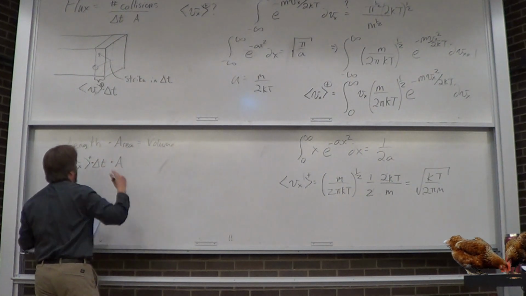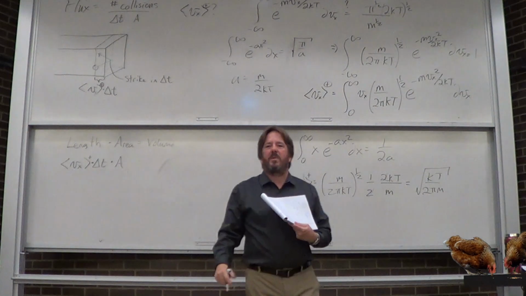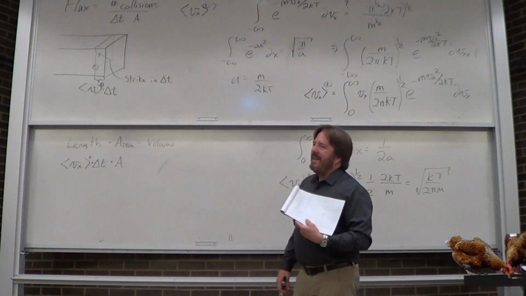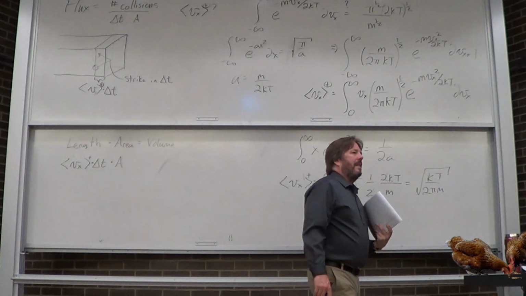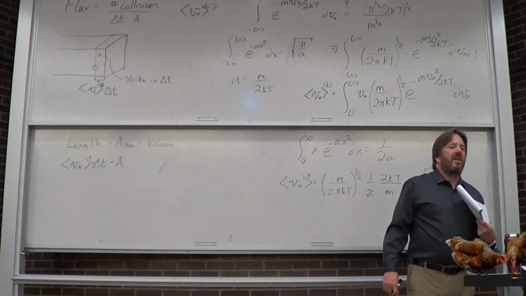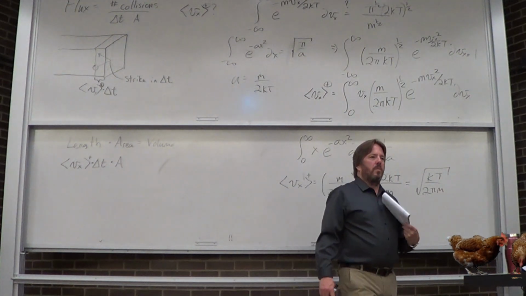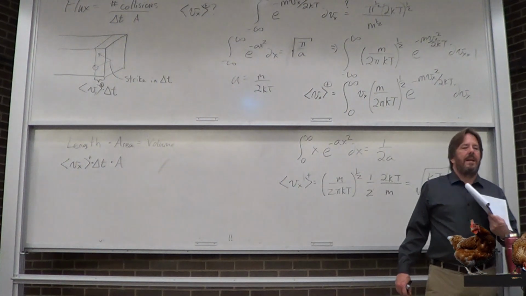Little dots. Sometimes I put crosses and then put dots. Okay, that's a volume. This happens to be what we call a collision volume. Anything in that volume is going to hit the wall.